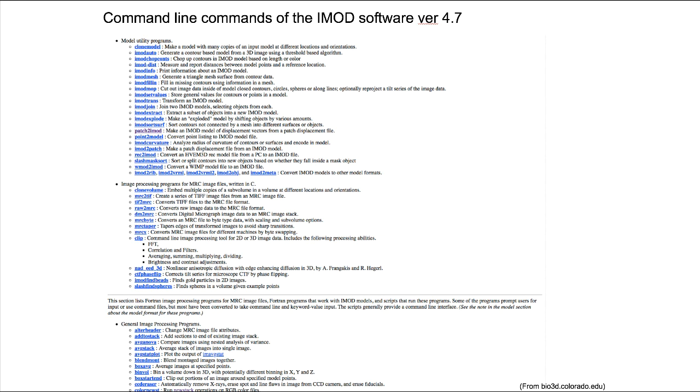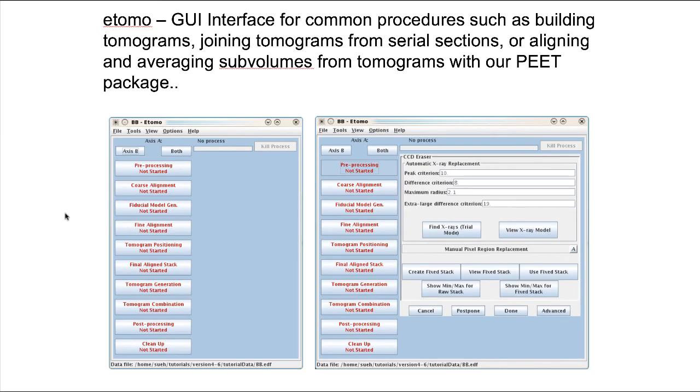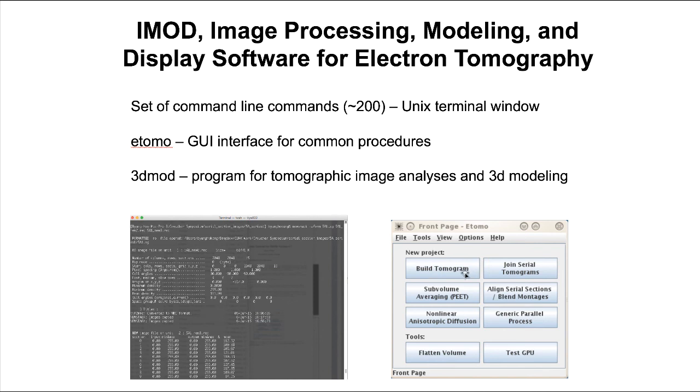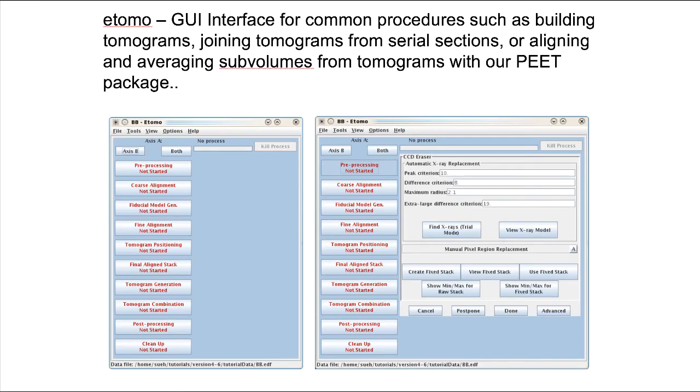But as I said, typing individual commands in a Unix terminal window is not so convenient. They developed the eTomo graphical user interface for common procedures. This is a window showing building a tomogram. If you open eTomo and press build tomogram, it prompts you with a setup window where you type in basic information about the tilt series. Then once you finish that, you go to this window where you can do a tomogram calculation of the A axis and calculate a tomogram of the B axis, and then you can combine them.